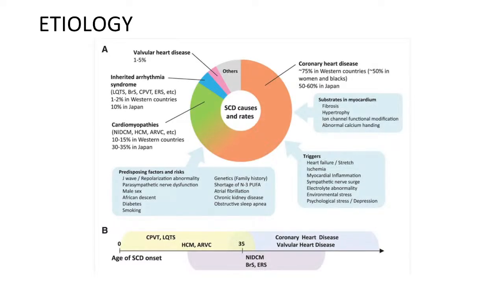Coming to the etiology, obviously the most common cause of sudden cardiac death is coronary artery disease, which occurs in about 75 to 80% of the cases. After CAD, the second most common causes are cardiomyopathies: hypertrophic cardiomyopathy, dilated cardiomyopathy, or arrhythmogenic cardiomyopathy. The other less common causes are the channelopathies, like Brugada syndrome, long QT syndrome, early repolarization syndrome, and the least common causes are congenital heart disease and valvular heart diseases.